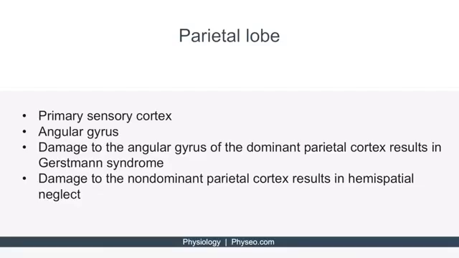So again, there are two important gyri that you need to be familiar with in the parietal lobes. This includes the primary sensory cortex and the angular gyrus. Again, the primary sensory cortex processes all the sensory input from the contralateral side of the body, and the angular gyrus is involved in performing mathematical calculations, writing, distinguishing left from right, and identifying fingers on the hand. It's also important to remember that damage to the angular gyrus of the dominant parietal cortex results in Gerstmann syndrome, and damage to the non-dominant parietal cortex results in hemispatial neglect.